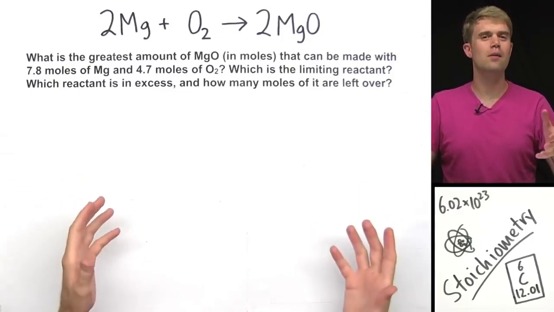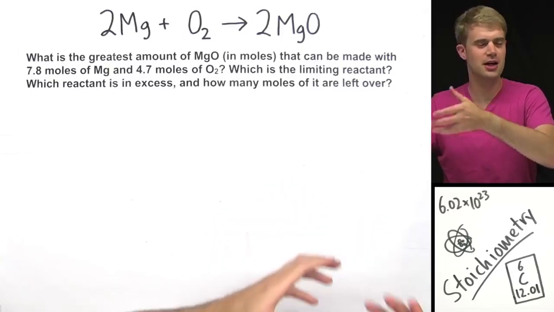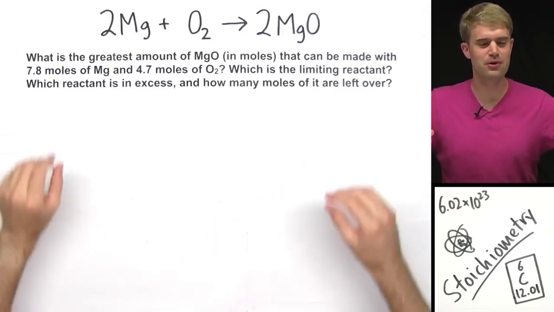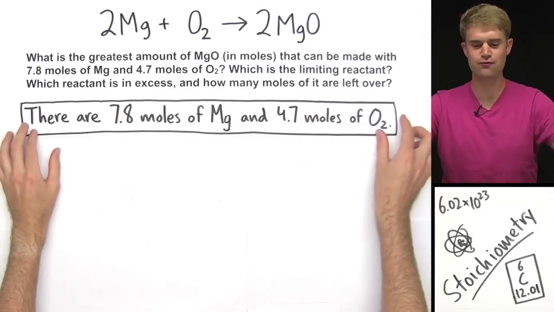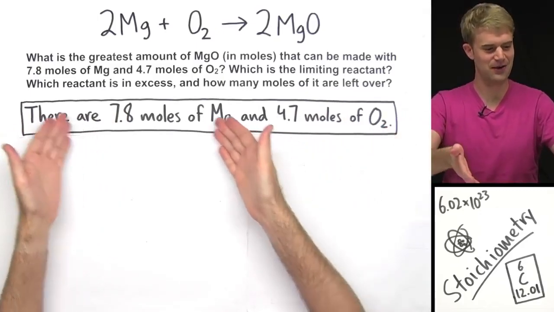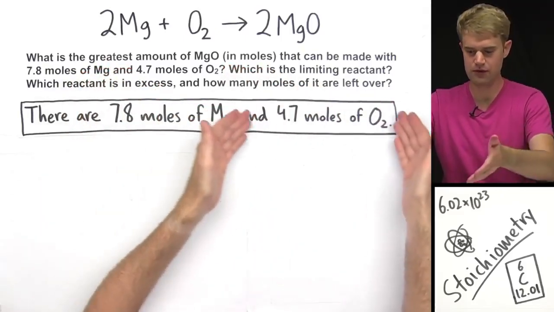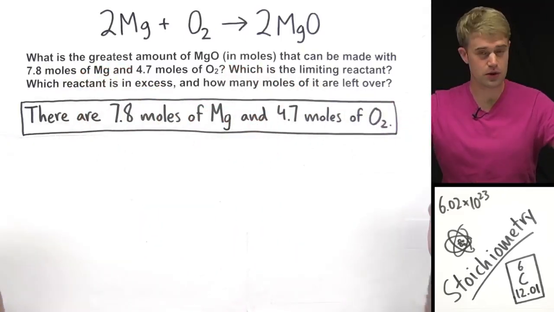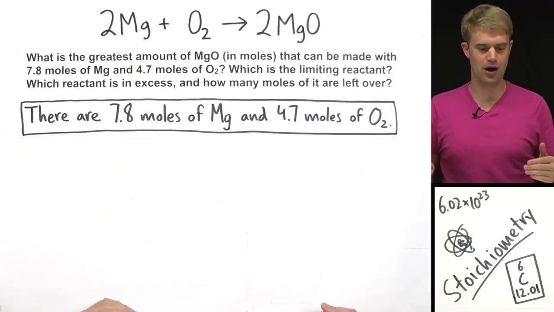So this problem is all about moles. How many moles of this do we have? How many moles of this can we make? So I want to put this information about the number of moles that we have front and center. We have 7.8 moles of magnesium and 4.7 moles of oxygen. This is what we're starting with. We're going to keep referring back to this information through the whole problem.